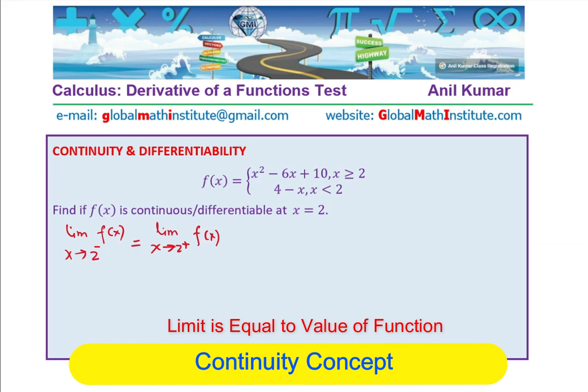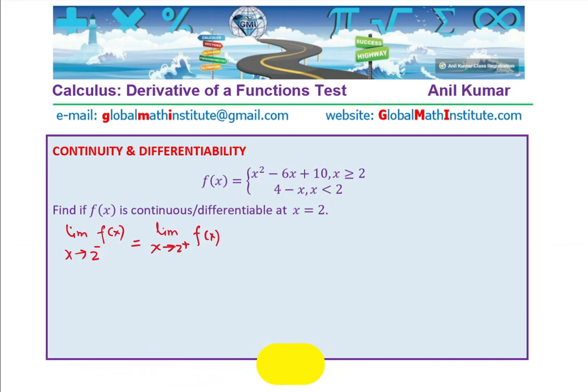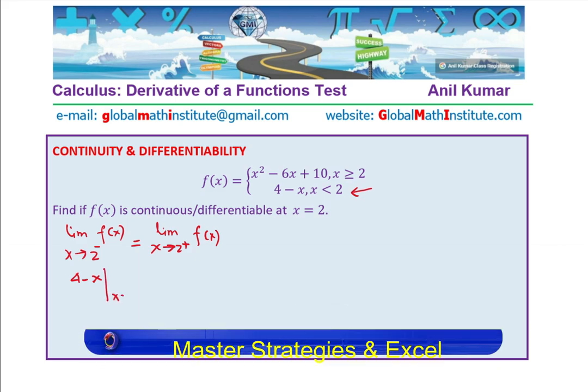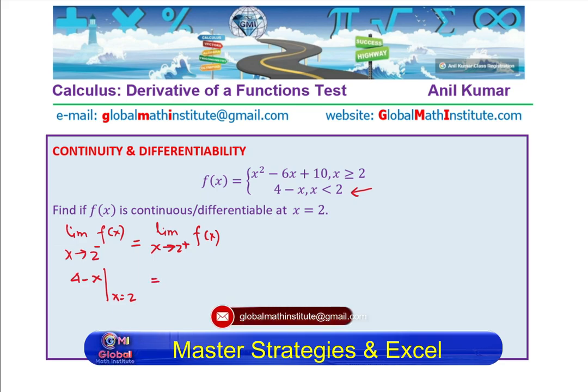So the limit when you are approaching from the left hand side is when you are looking at this particular linear function which is for x less than 2, right? So that will be 4 minus x, and we'll substitute x equals 2 here. On the right hand side we have x squared minus 6x plus 10, and we'll also substitute x equals 2 in this particular case.